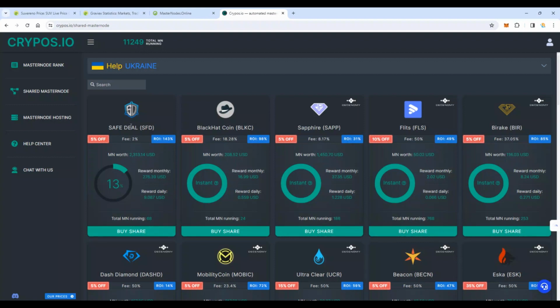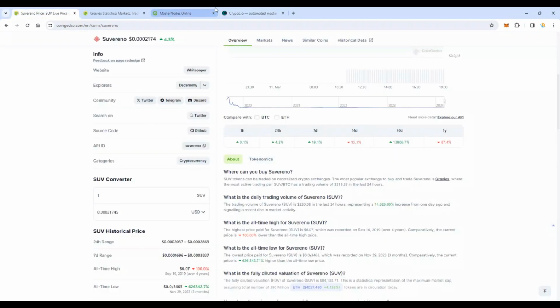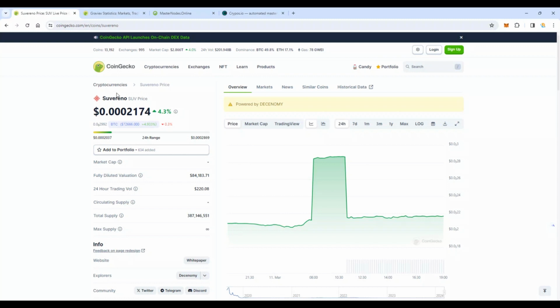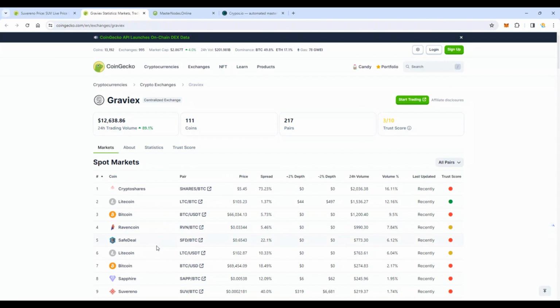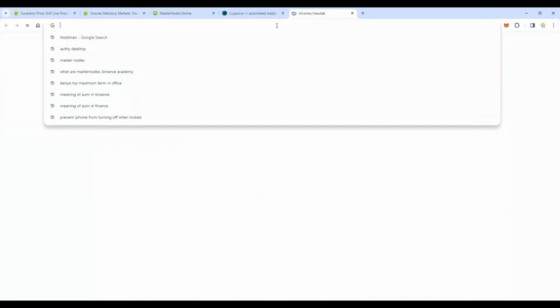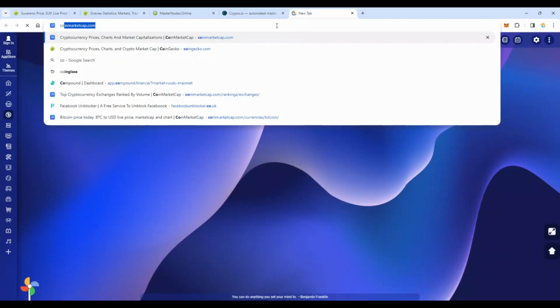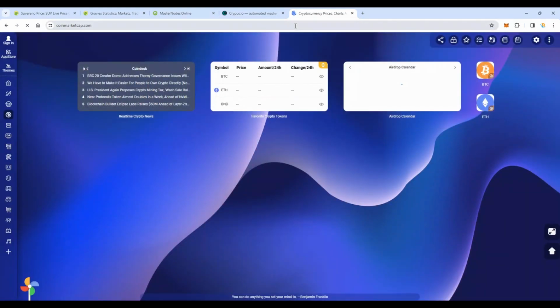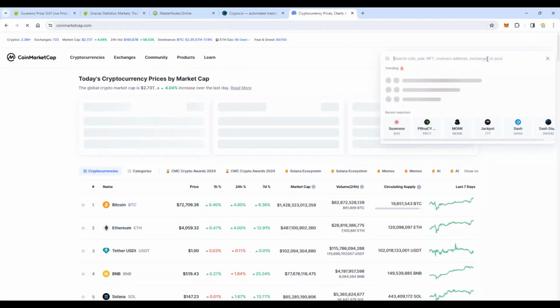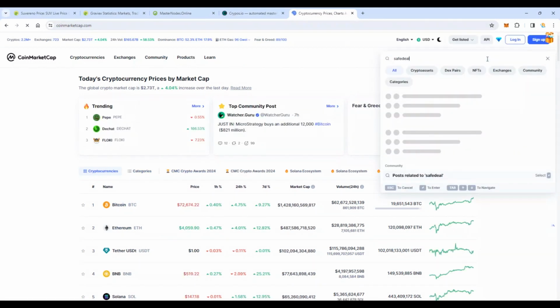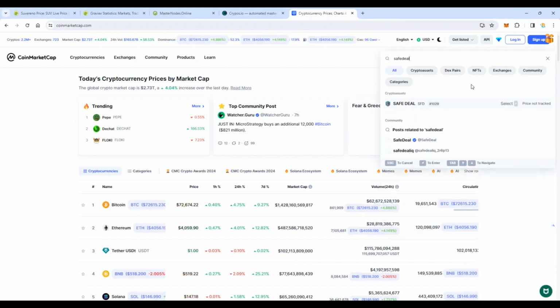So when you have $3,000 and you want to sell, you come to an exchange like GravyX. And the volume for SafeDeal is only $773. You're not even able to sell your yearly returns. Let's see if SafeDeal has enough volume from some other markets.